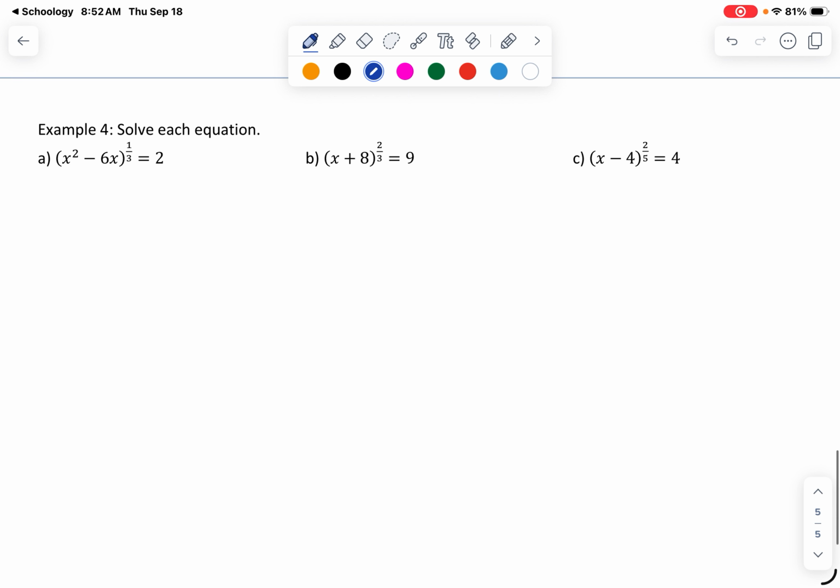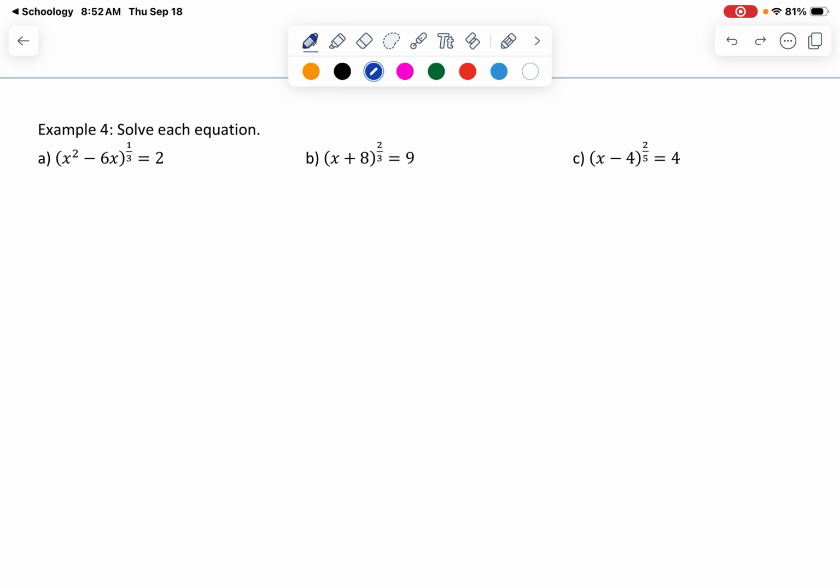All right, lastly, we have solve each equation. So if you look, these have rational exponents, and we want to get rid of that rational exponent. So we could rewrite these as radicals, but I don't suggest that. Instead, what we're going to do is get rid of the rational exponent, okay? So first off, it has to be isolated, so it has to be by itself like this, like the 1/3 on that quantity inside that parentheses.